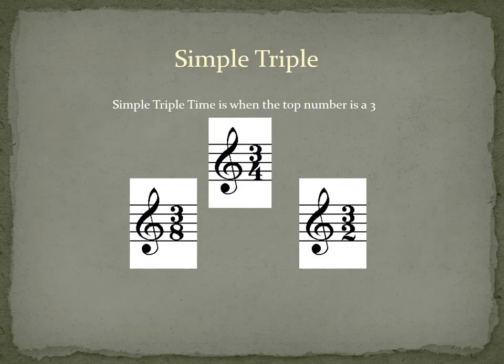Okay, and now on to simple triple time. Simple triple time is when the top number of a time signature is the number 3, 3 indicating triple. As you can see by the examples, we can have a 3/8, 3/4, 3/2. Doesn't actually matter what the bottom number is, it's still classed as simple triple.